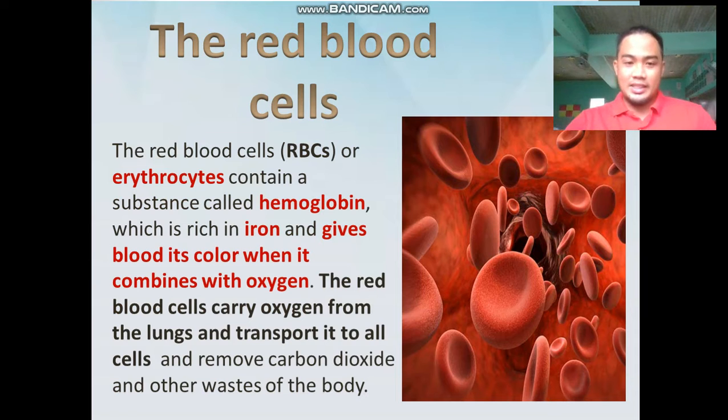Red blood cells or RBCs or erythrocytes contain a substance called hemoglobin which is rich in iron and gives blood its color. Amo nga nagapula ang aton nga dugo because it is rich in iron and combines with oxygen.